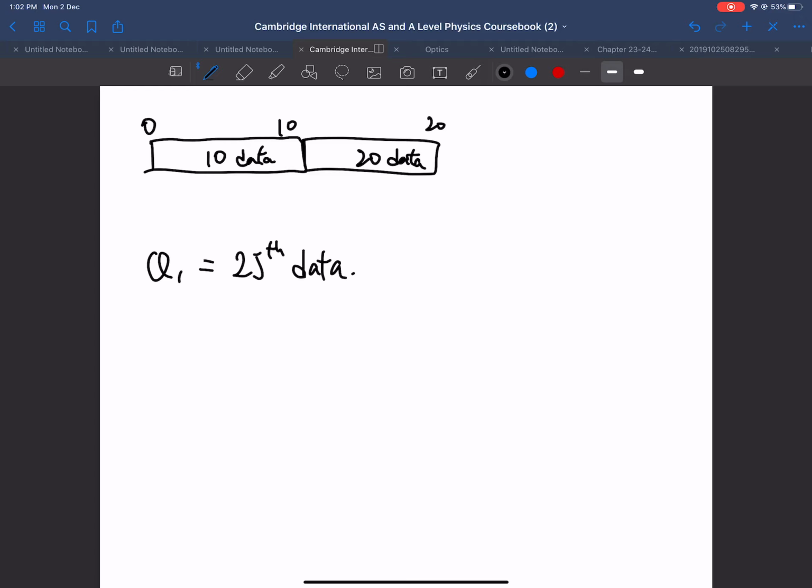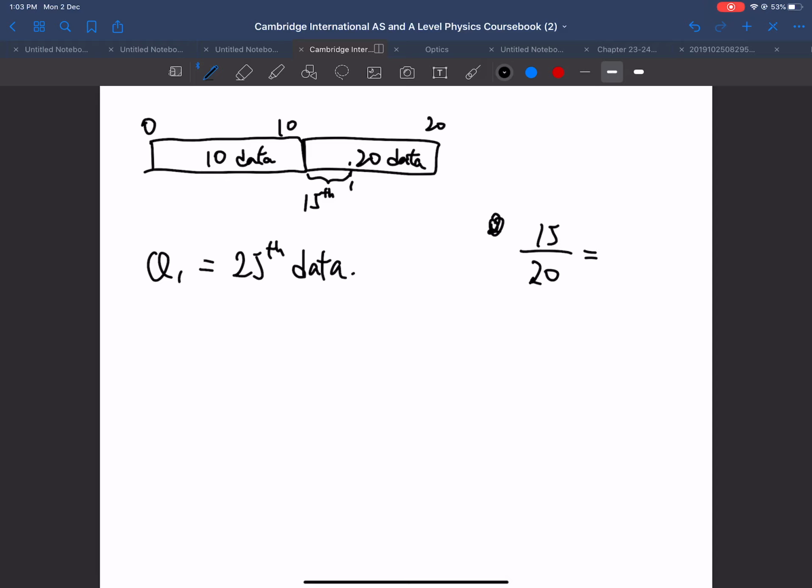So that means in total there are 100 data. So the Q1 should be the fifth number in this range. So you just use the ratio. 25 minus 5, 20. Oh, 15. So you just use the ratio to find it.